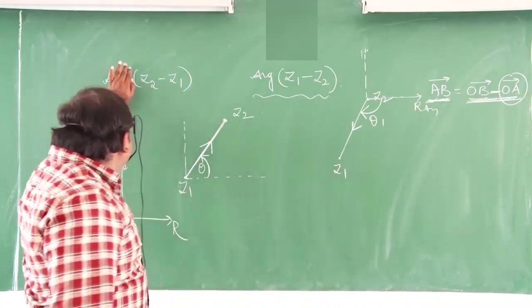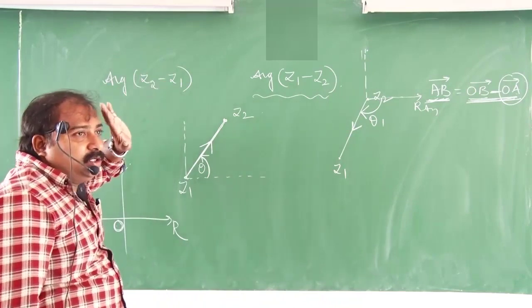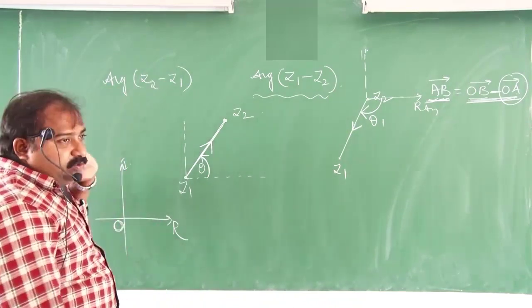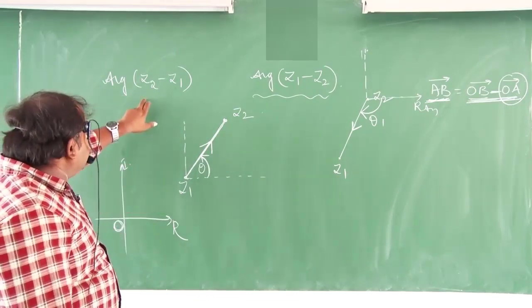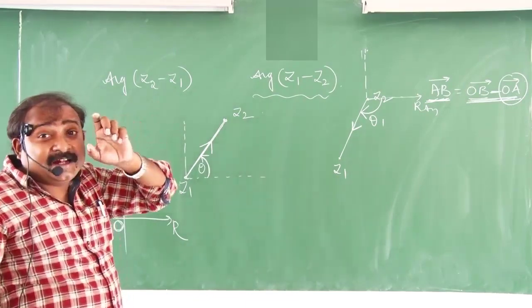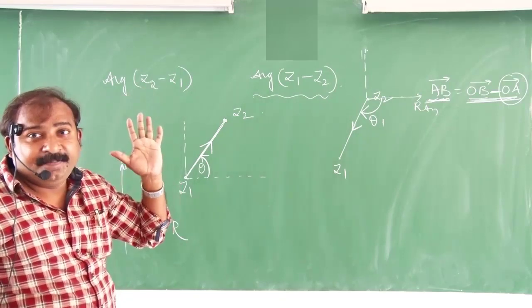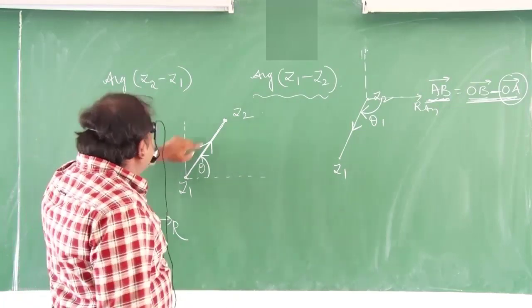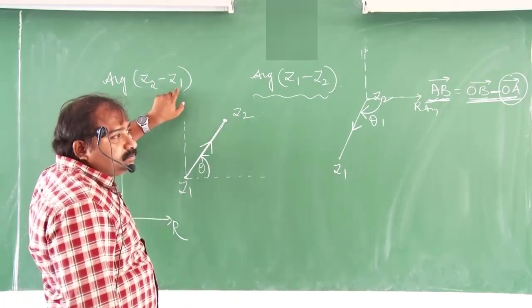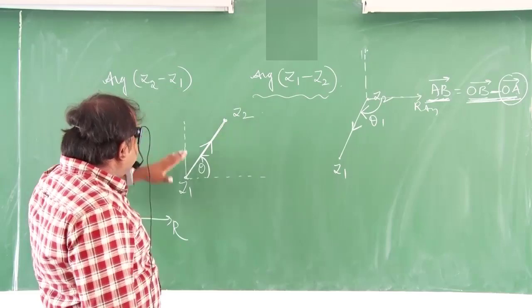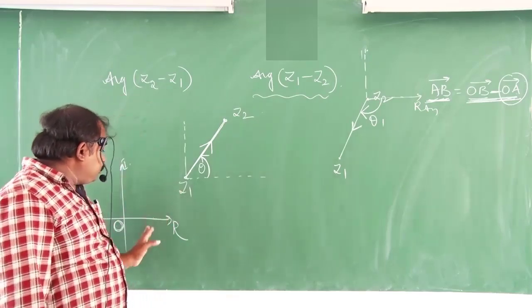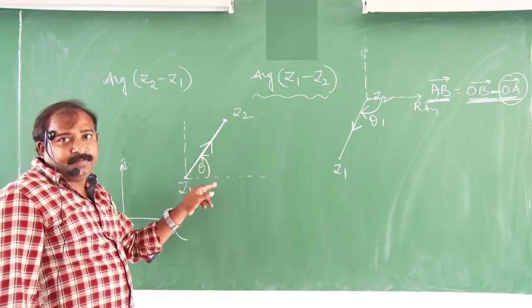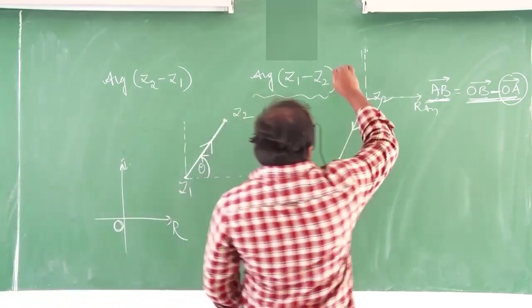If you observe, leave this argument, Z2 minus Z1. This Z2 minus Z1, what is the meaning? Z2 minus Z1 is a directed line segment, and the direction is nothing but Z1 to Z2. This is the starting point. In that case, if they give an argument, simply you can shift the origin from 0,0 to this point. Then this is the argument.